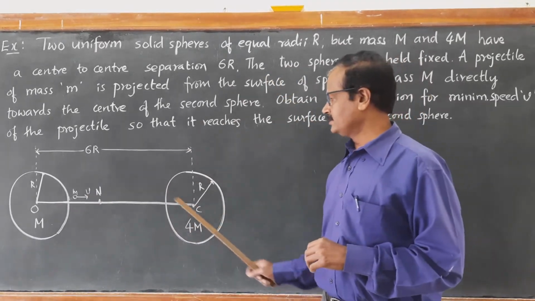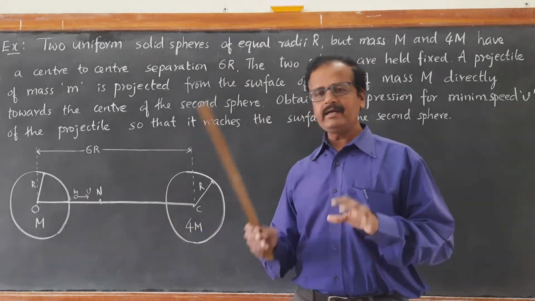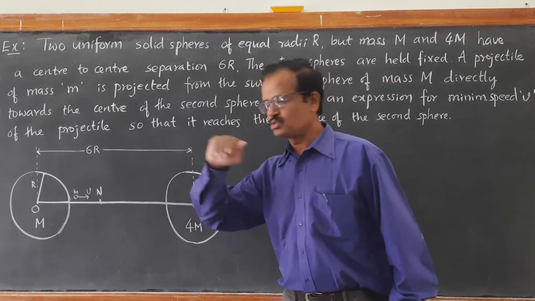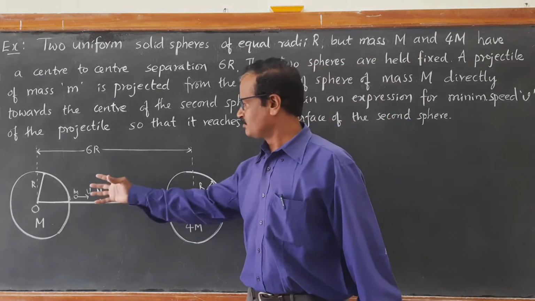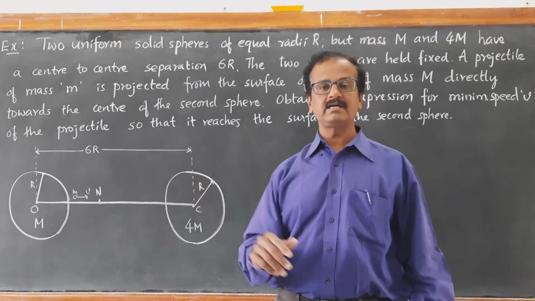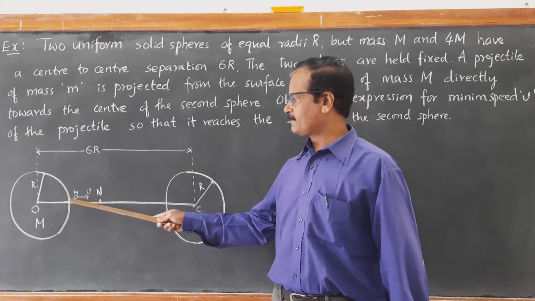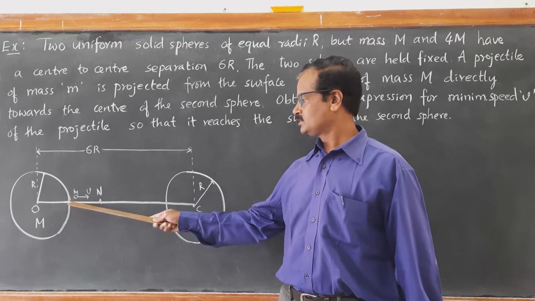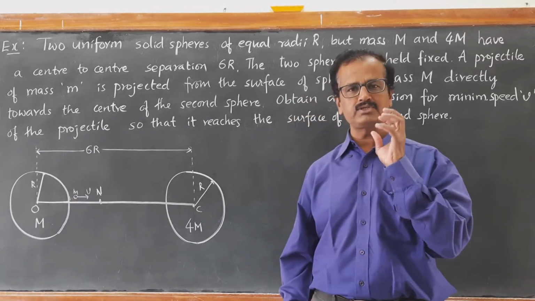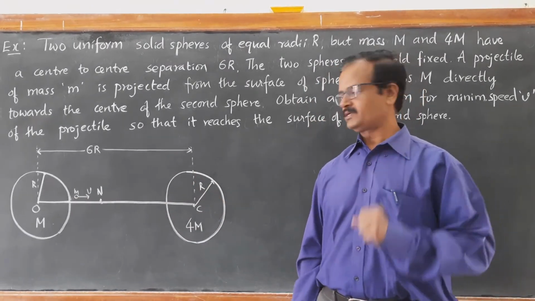When these are two planets held fixed, there exists a mutual gravitational force of attraction between them. The second planet pulls the first planet towards its center. Similarly, the first planet pulls the second planet towards its center by gravitational attractive interaction. Then you are asked to send a projectile from the first sphere towards the second sphere. What must be the minimum velocity to be given to this projectile so that it can reach the surface of the second sphere?